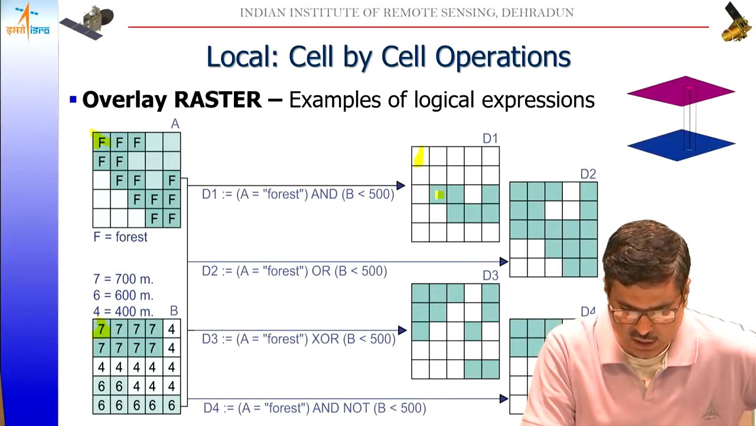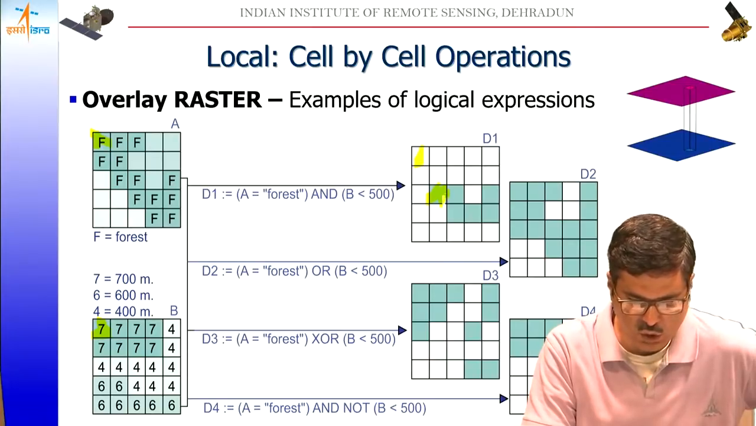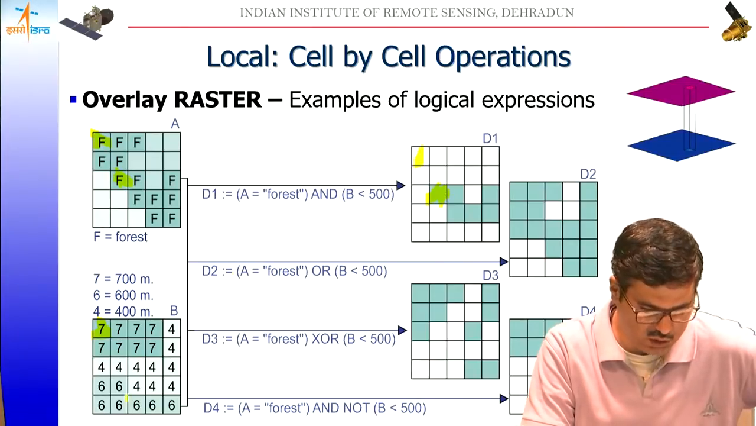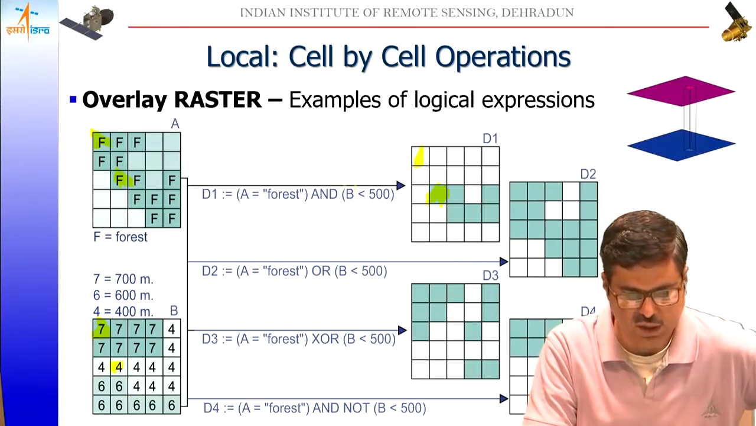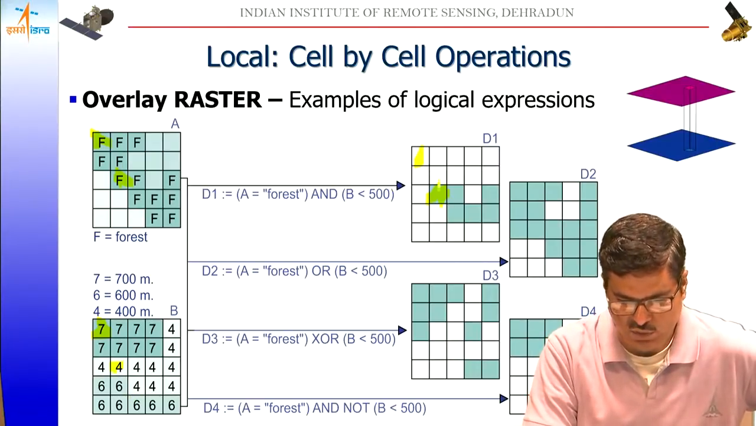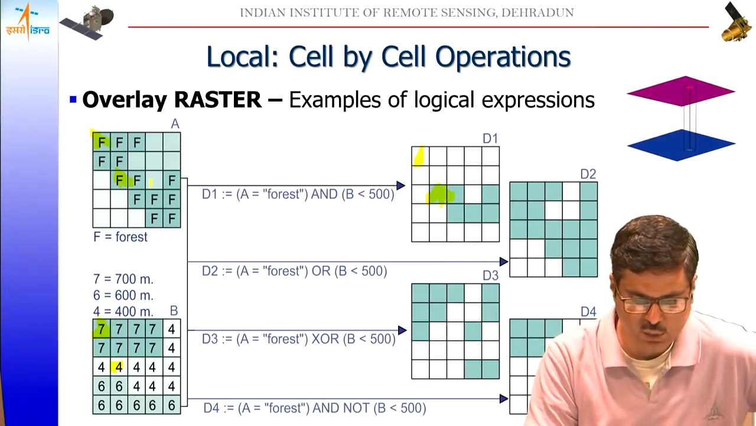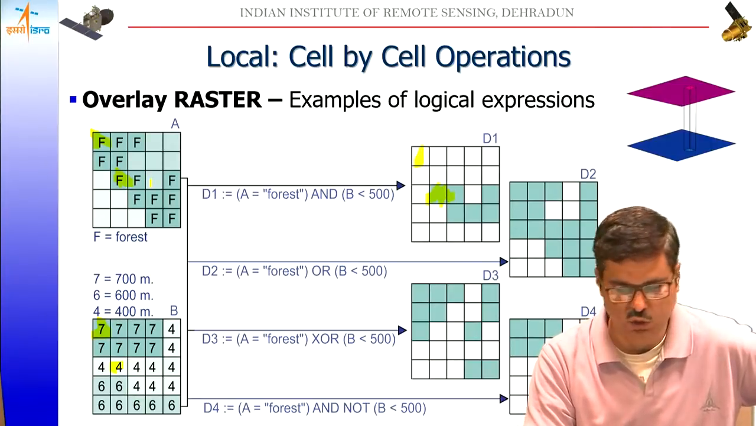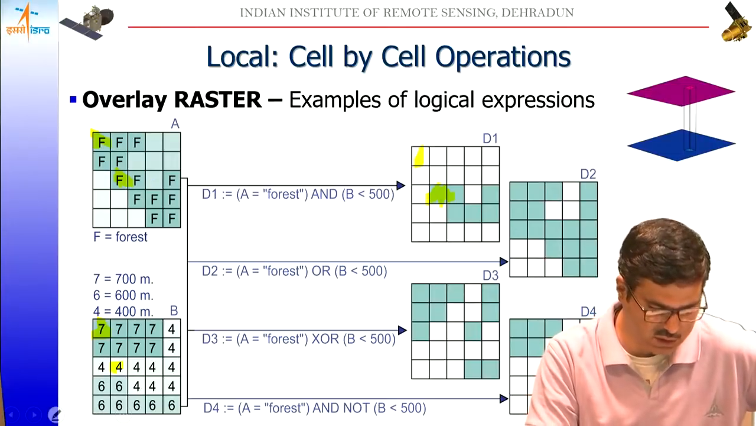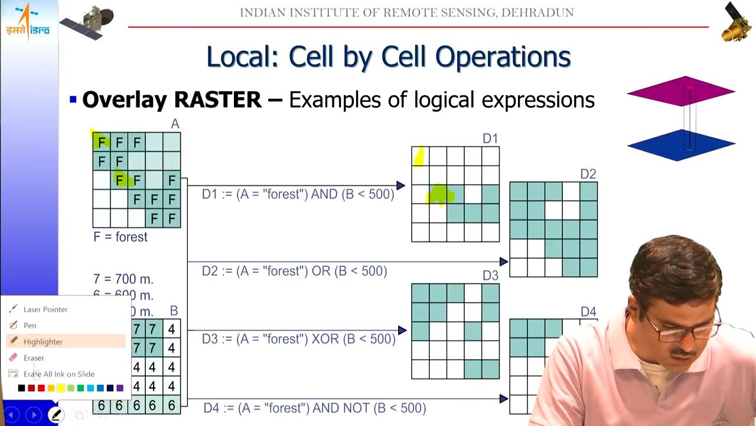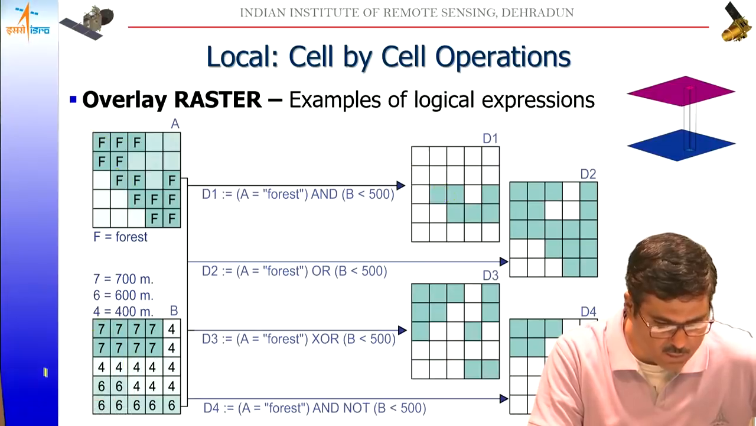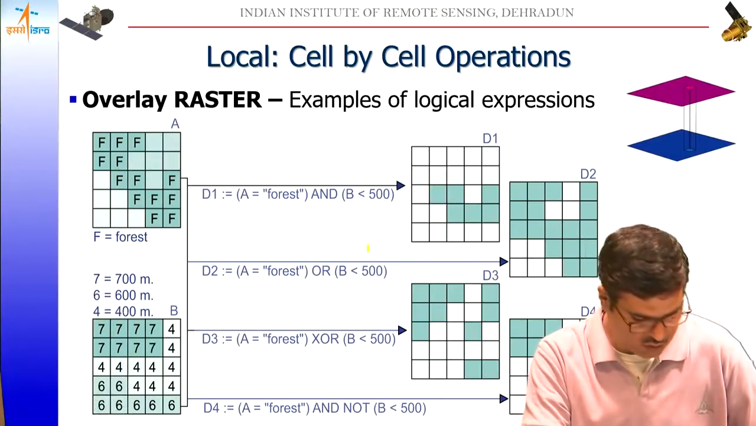If you consider this as a pixel, let's see the value of this is f in the first layer, which is okay, and the value in this is 4, so it is perfectly satisfying the condition, hence we get this as an output. Now the output of these kinds of operations will be a boolean, which means you will get a value of 1 or a 0, and then we can represent them by various colors or symbols.